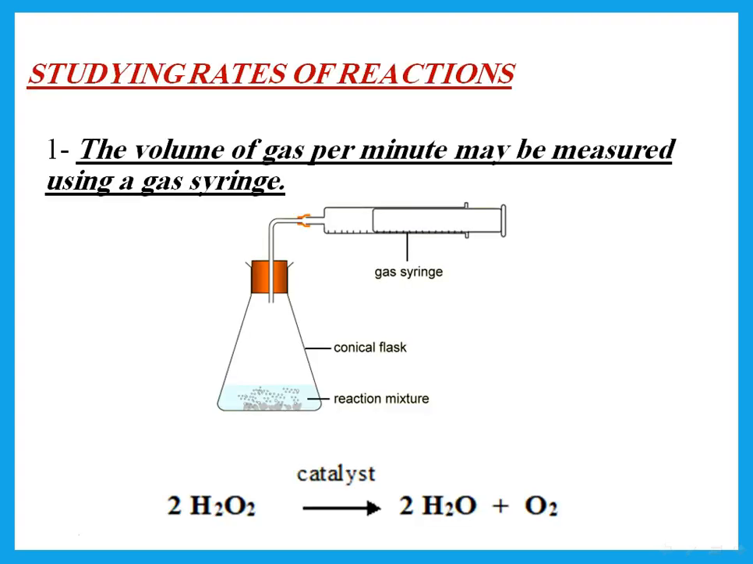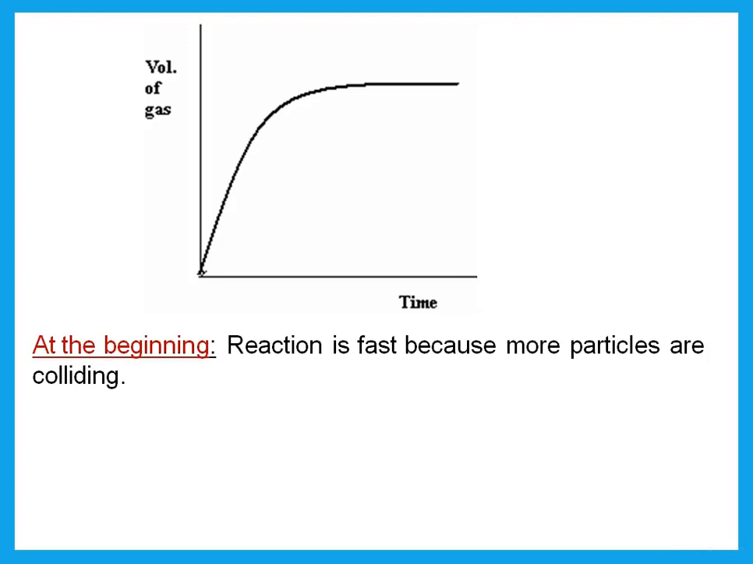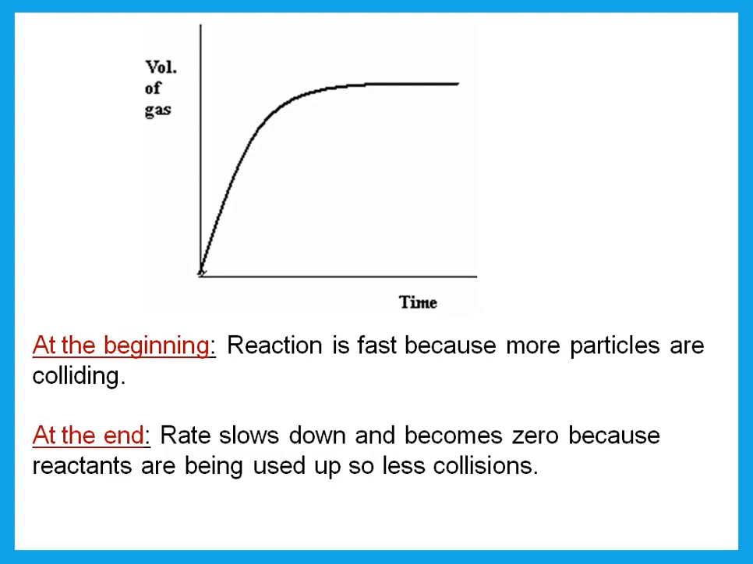Studying rates of reactions, we said if the reaction gives out a gas, then I can measure the volume of gas per minute using a gas syringe. And we said for any reaction, at the beginning, the reaction is fast. Why? Because I have more particles colliding. But at the end, the rate slows down and becomes zero. Now, why? Because the reactants are being used up.